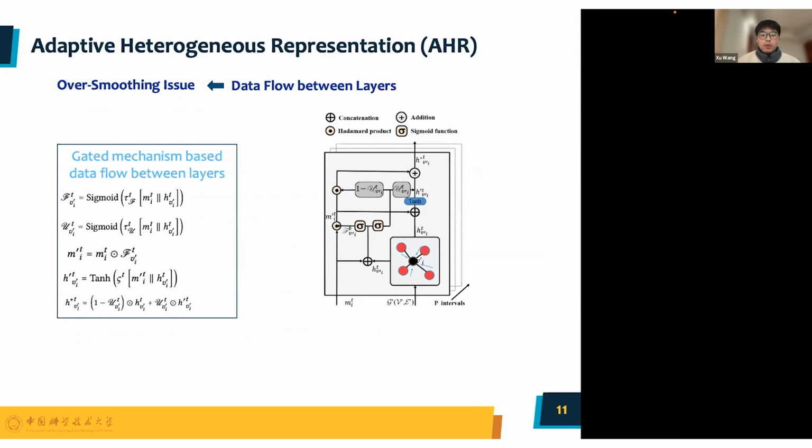We therefore propose a gated mechanism-based data flow between layers. The calculation is similar to LSTM. We initialize memory with the original node features. Then we compute a forget weight and an update weight. The memory and the final output fed into next layer are computed based on the two weights as in the formulas.